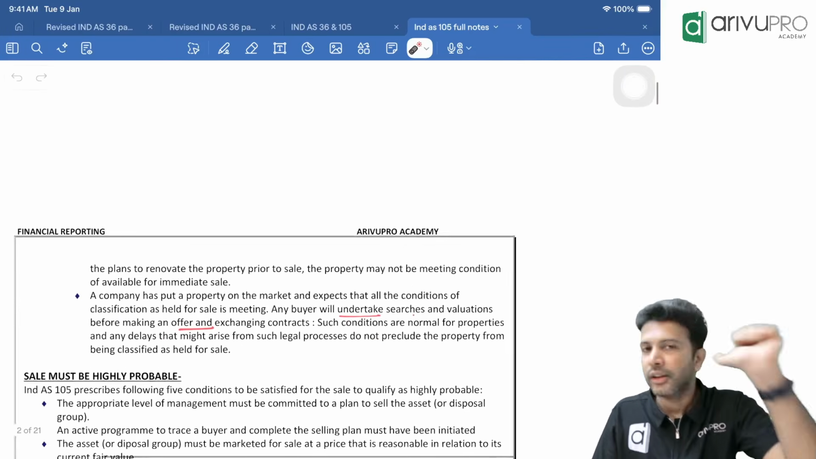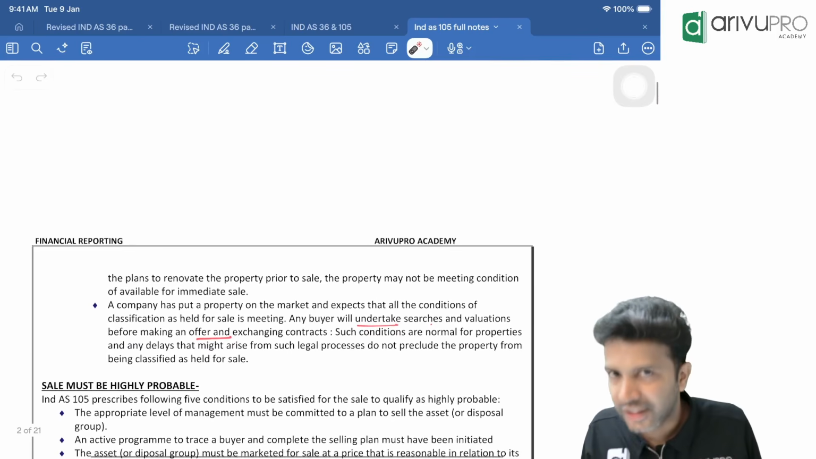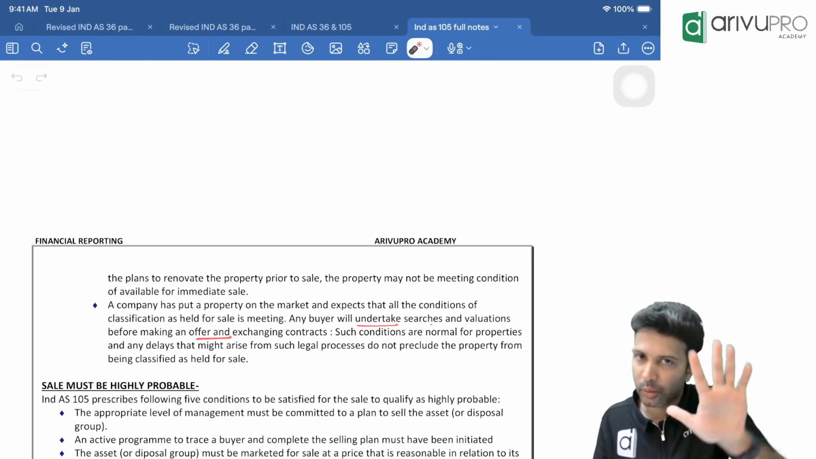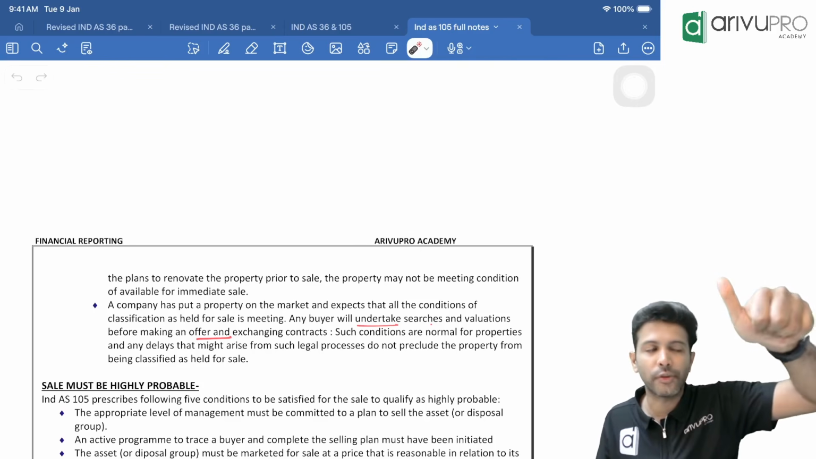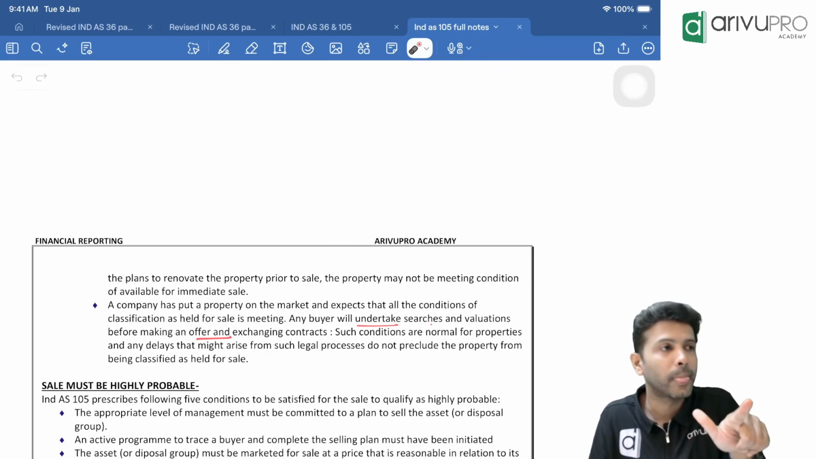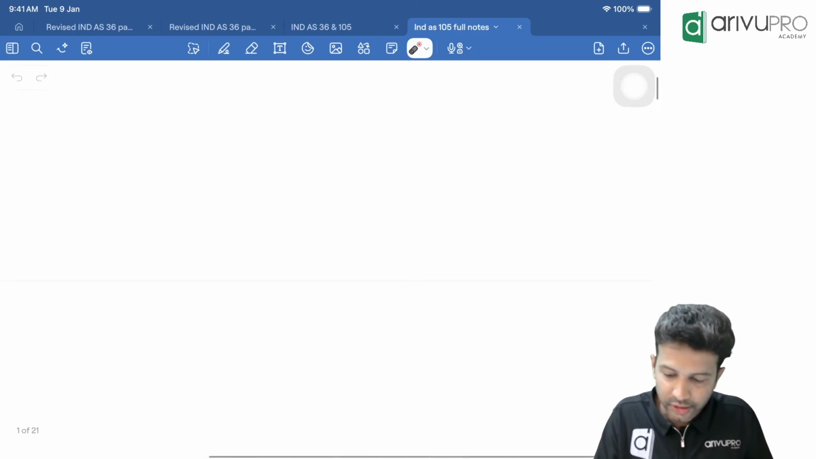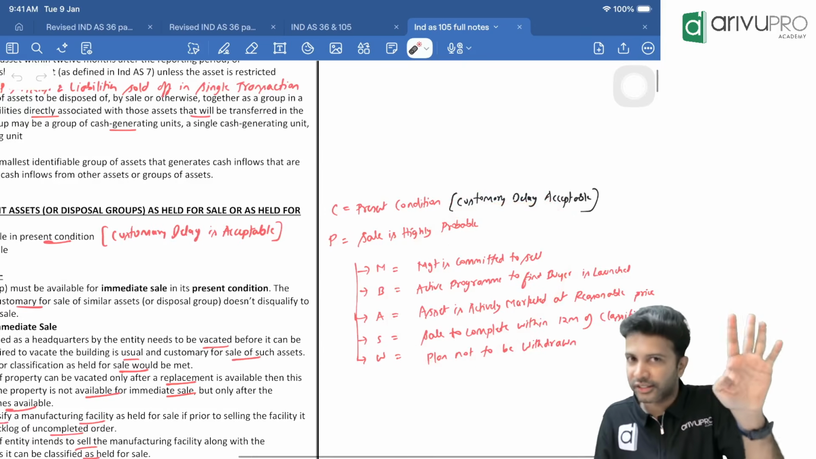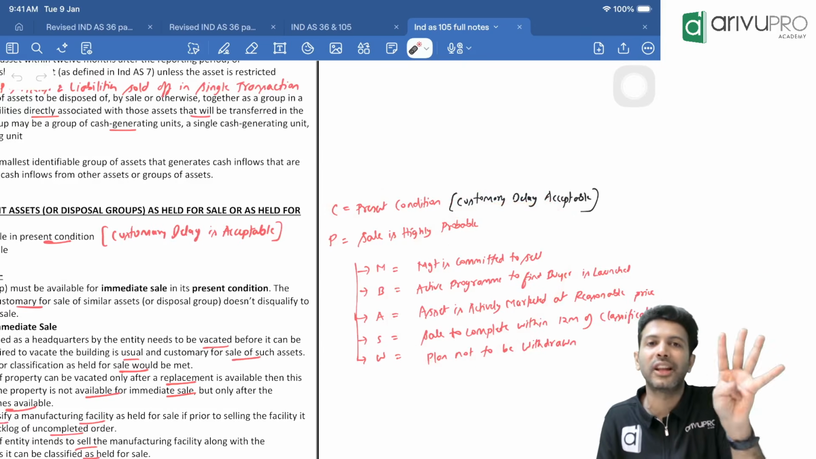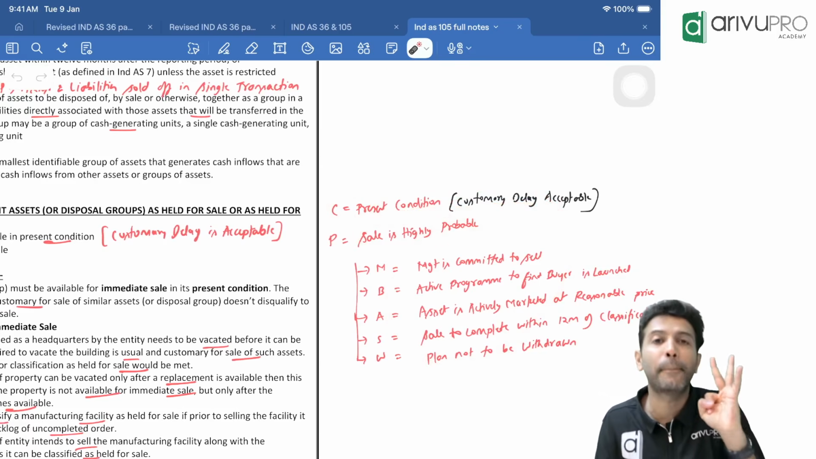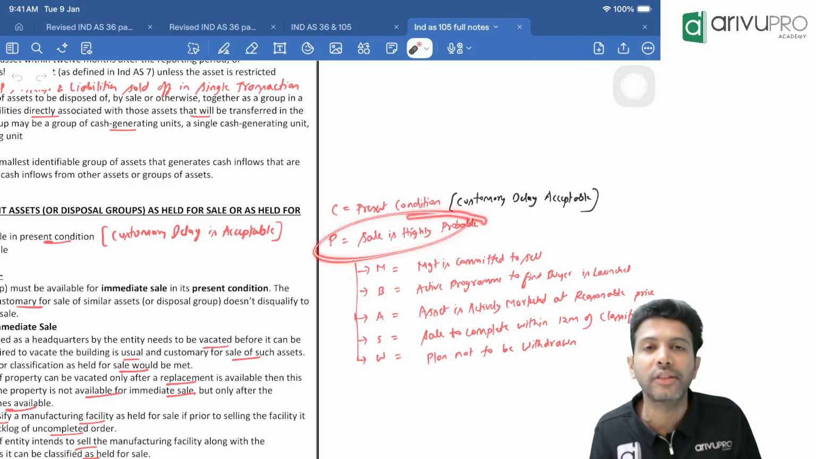All right. Two conditions should be satisfied. We said two basic conditions should be satisfied for Ind AS 105 to apply. What are those? CP. First condition is C: it should be sellable in present condition. That we saw. Second one, P: sale must be highly probable. Now let's spend a little time on sale must be highly probable.